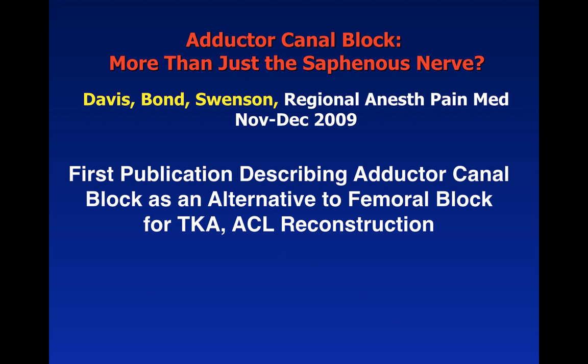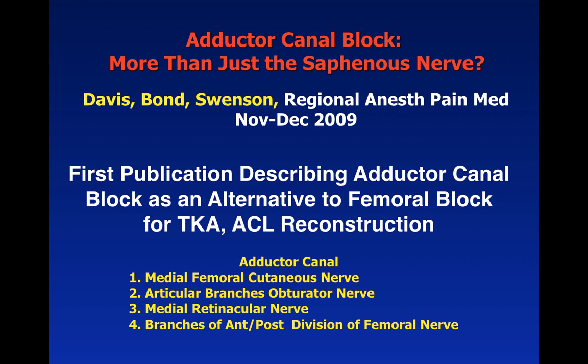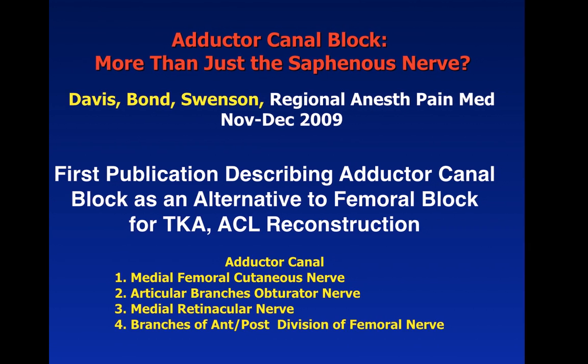Prior to 2009, the adductor canal block was recognized as a method to produce proximal saphenous nerve block. In our 2009 report, we detailed a number of other nerves present in this compartment that explain why the sensory changes associated with this block are much more extensive than only that of the saphenous nerve. These include the medial femoral cutaneous nerve, articular branches of the obturator nerve, the medial retinacular nerve, as well as anterior and posterior divisions of the femoral nerve.